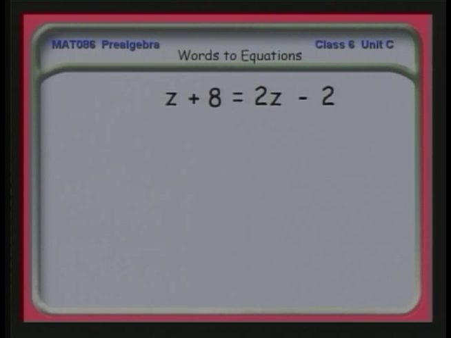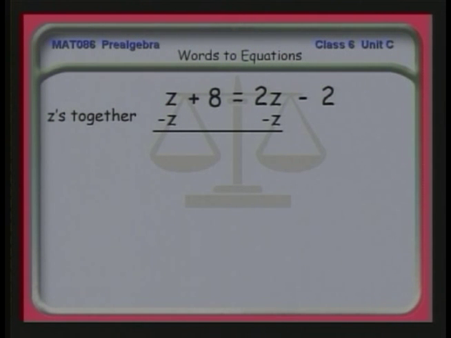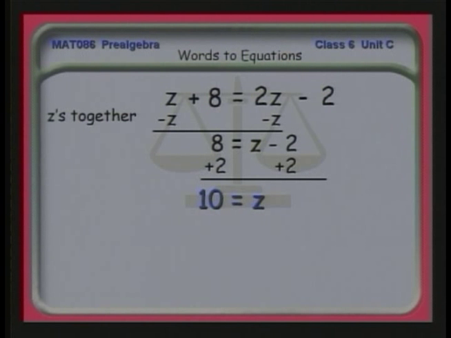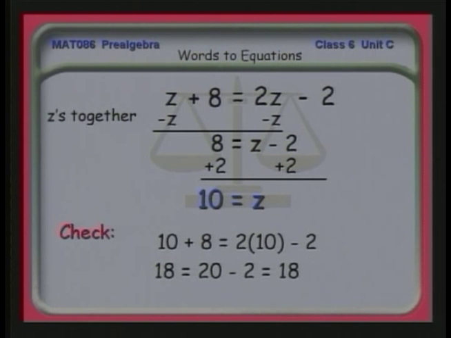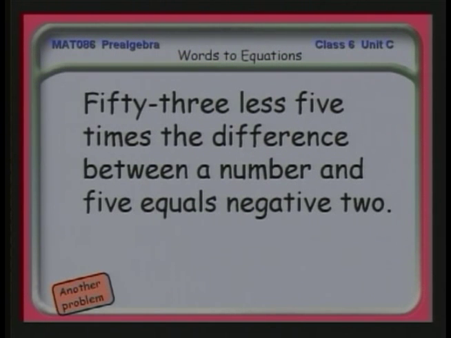What's the first thing you would do here? Let's get the z's together, and let's subtract a z from both sides of that equation. So I'm left with 8 is equal to z minus 2. Now let's add 2 to both sides of the equation, and we're finished. We get 10 is equal to z, and we can check to see if this is correct. If we put in our original equation, wherever we had a z, we put a 10, we see we have 18 equals 18, and we're good for this equation. Let's look at another one.